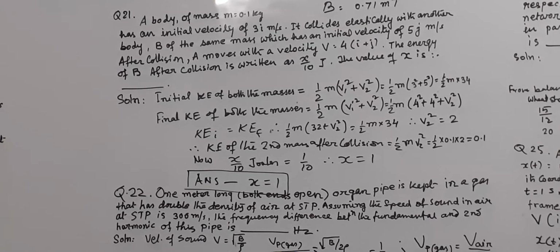Now the initial kinetic energy of both the masses will be half m into v1 square plus v2 square.